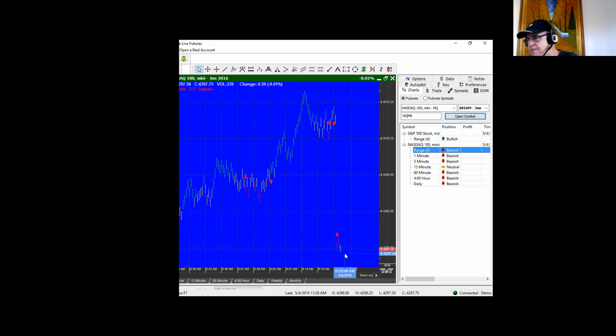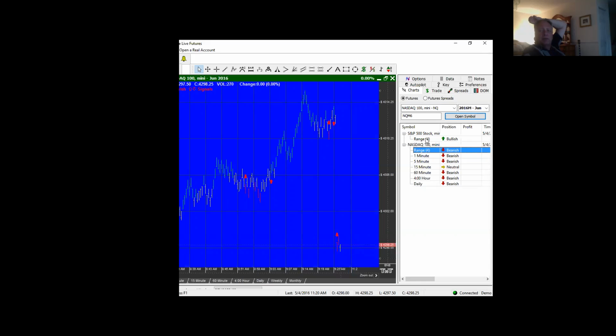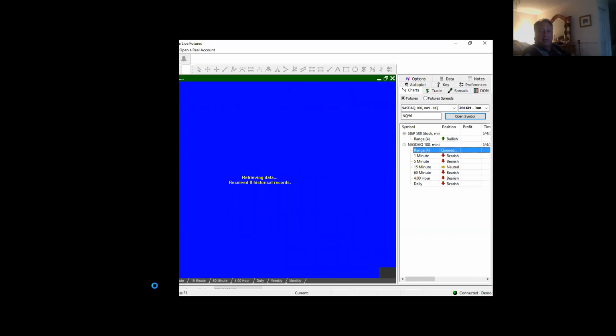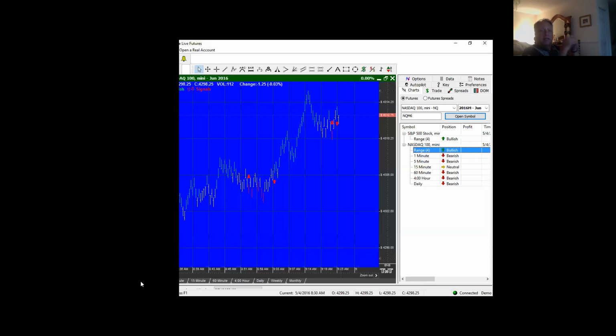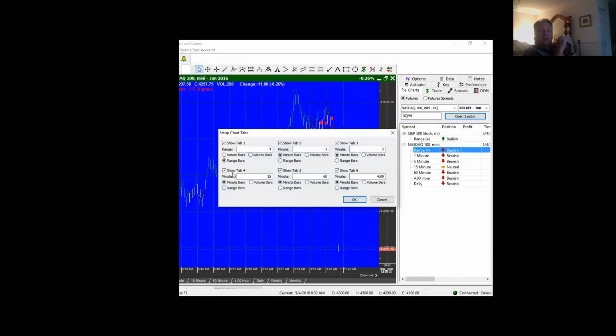Mm-hmm. Well, for what you're trying to do right now, that's fine. But go ahead and right-click on that range 4 and make it a 6 again. If you're going to change that, you have to go over to the tab. Oh, right. Okay, here we go. Just make it a 6, just to give it a little more.